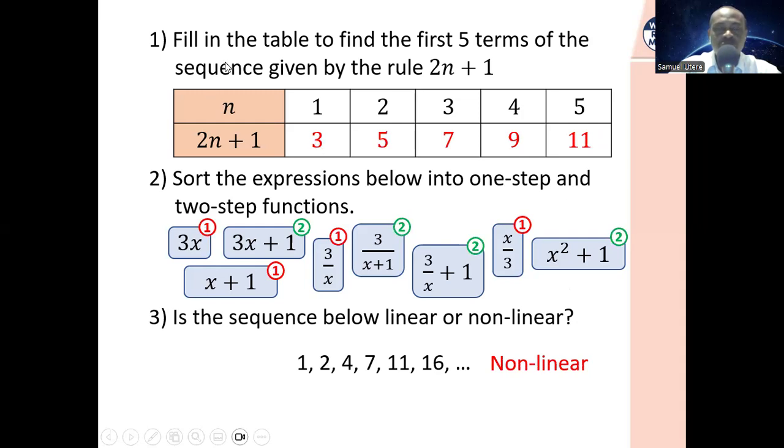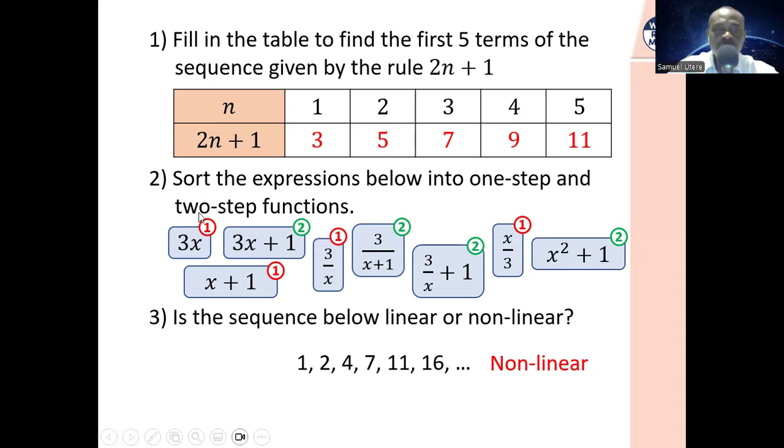So here for question 1, you were asked, fill in the table to find the first 5 terms of the sequence given by this rule 2n add 1. Of course, remember your substitution skill. Here you can simply say for the first position, we'll say 2 times 1, which is 2 plus 1, gives us 3. For the second position, we'll do 2 times 2 plus 1. 2 times 2 is 4, 4 plus 1 is 5. And that's how we generate the first 5 terms of the sequence.